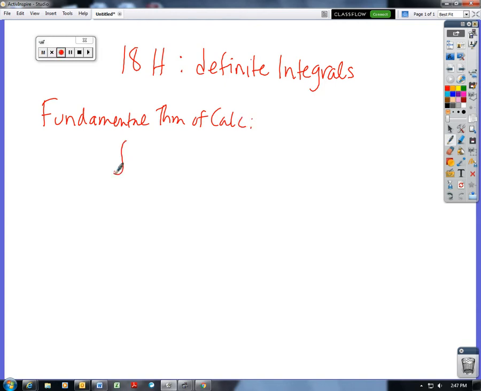Which says that the integral from a to b of f of x, sorry, not big F, that comes next, is the antiderivative of f evaluated at b, minus the antiderivative of f evaluated at a. So the big F's are the antiderivatives. So this is a definite integral. With definite integrals, you will not have the plus c, because you're actually going to find a value using this fundamental theorem of calculus.